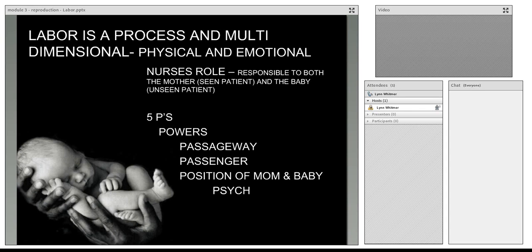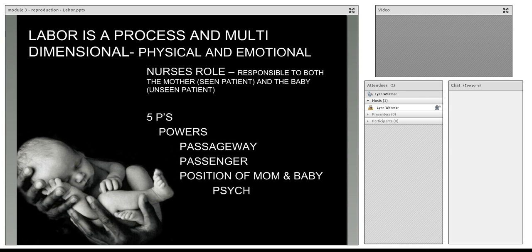So you must respond to their needs. You need to be asking them lots of questions, learn a little bit about them so you know how to help them cope with this process of labor. Your role, you're responsible both to the mother and the baby. Mother can be seen, baby cannot. So we have to be able to measure the response of the baby through this laboring process.